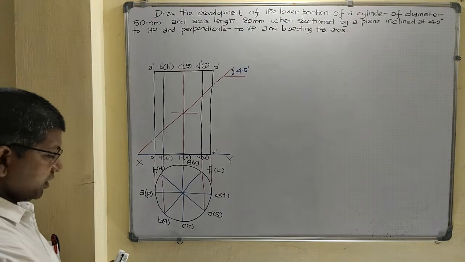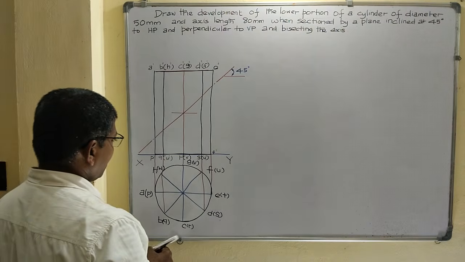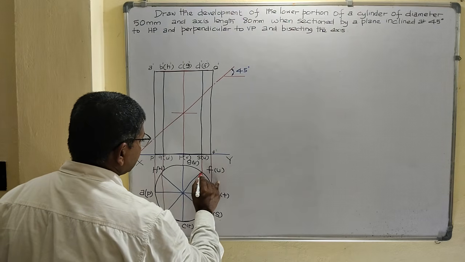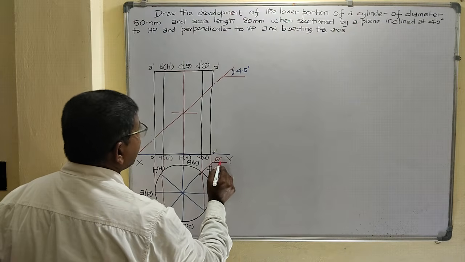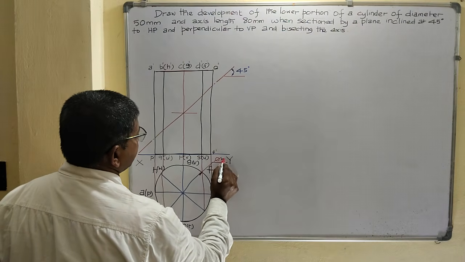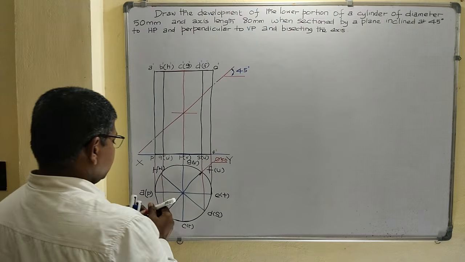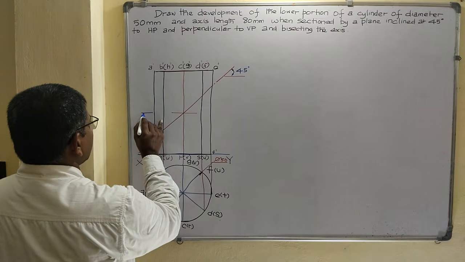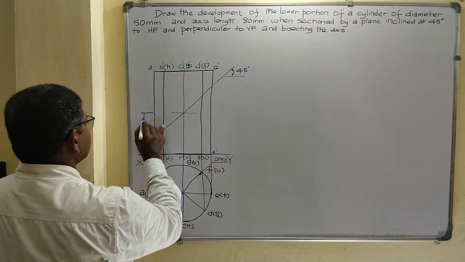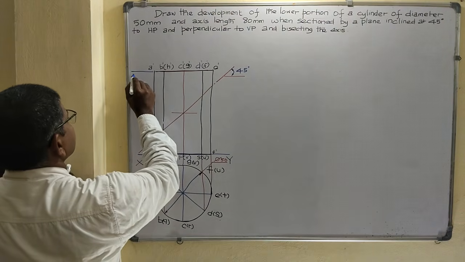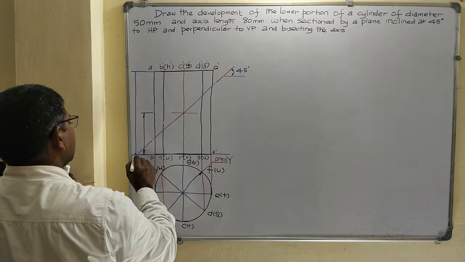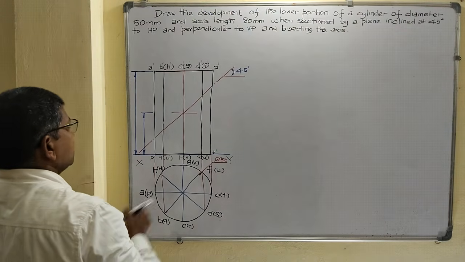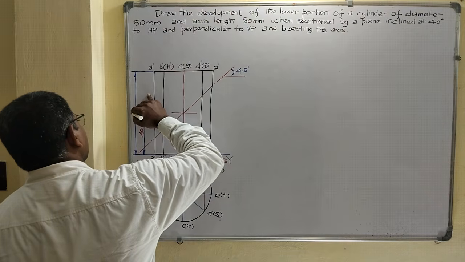Okay. Now mark all the dimensions. Diameter 50 mm, axis height 80 mm, and cutting plane position 40 mm from the base.